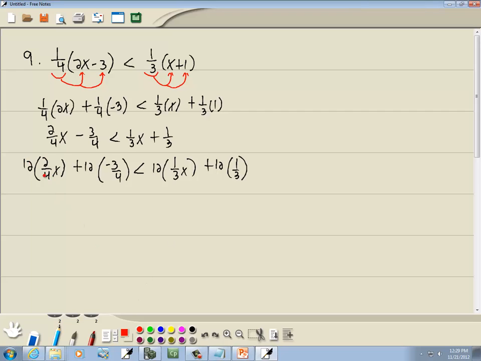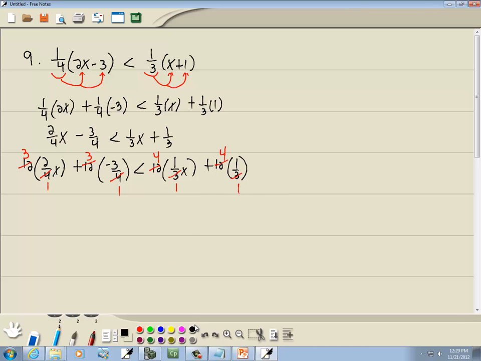Okay, 4 and 12. They're both divisible by 4. 4 divided by 4 is 1. 12 divided by 4 is 3. 12 and 4, both divisible by 4. 4 divided by 4 is 1. 12 divided by 4 is 3. 3 and 12, both divisible by 3. 3 divided by 3 is 1. 12 divided by 3 is 4. And 3 and 12, both divisible by 3. 3 divided by 3 is 1. 12 divided by 3 is 4.